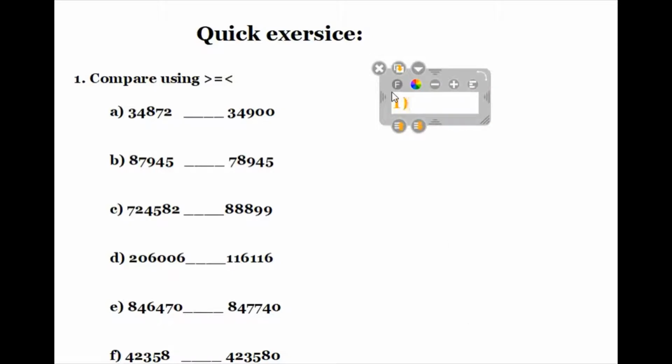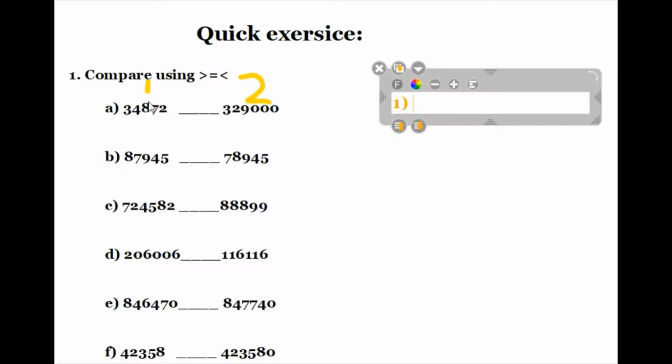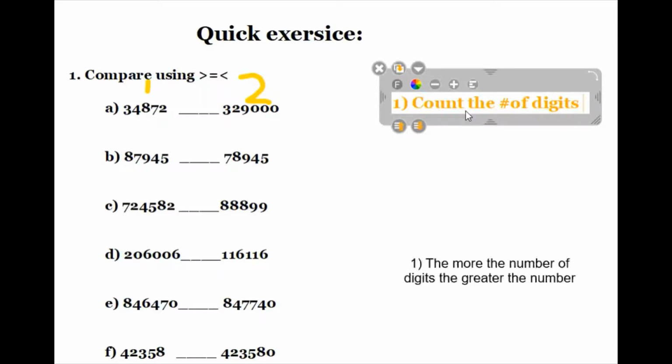So number 1. I'm going to refer to the left-hand side numbers as the first numbers and the other row the second numbers. Our first step would be to count the number of digits in each number. Looking at 1A, we have 34,872. Those are 5 digits. And the second number, we have 329,000. Those are 6 digits. So the one with more digits is the bigger number.